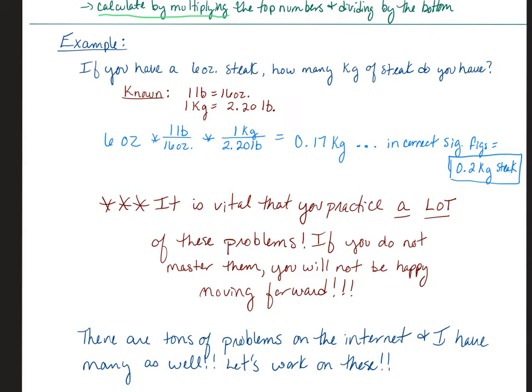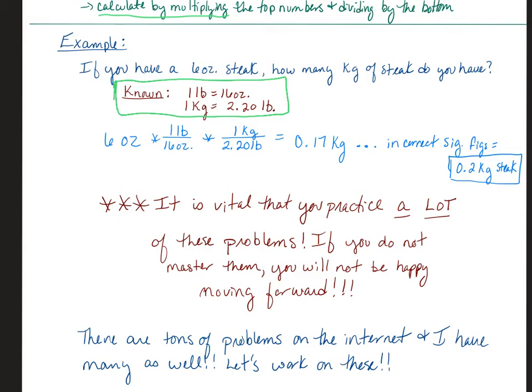Okay. First, if you have a 6-ounce steak, how many kilograms of steak do you have? Well, you've got to start out with some knowns. And you might ask, well, how do I find these? Well, guess what? Most of these things are out there or will be given to you in a problem. If it's something like converting from grams to megagrams, you should know that one. But when it comes to pounds and ounces, I would give that to you in my class at least.